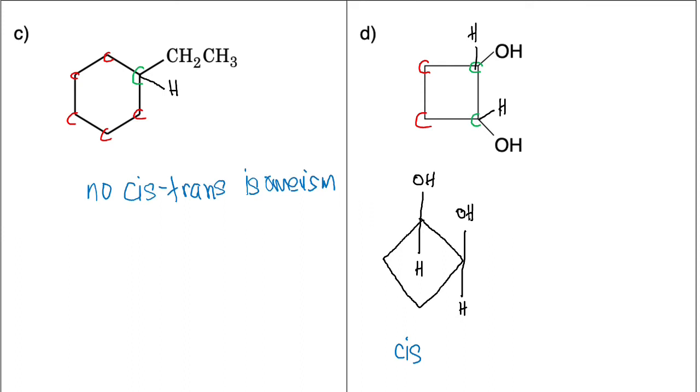Manakala, for us to draw the trans isomer, okay, OH, H. So, yang sebelah ini, H, OH. So, you can see dia punya H bertentangan antara satu sama lain. Or if you want to consider the hydroxy with the OH, pun sama juga. Dia bertentangan. Satu di bahagian atas dan satu di bahagian bawah.